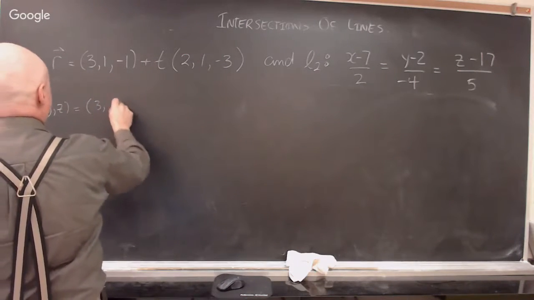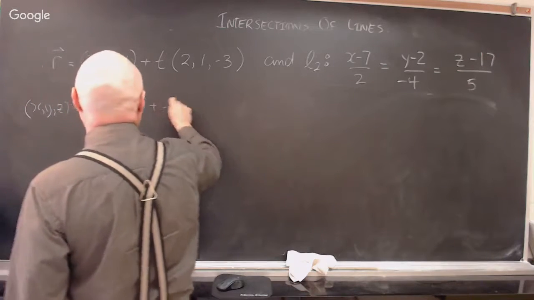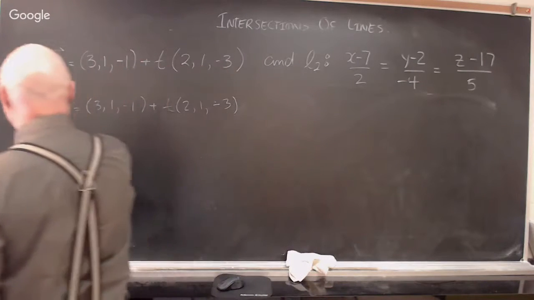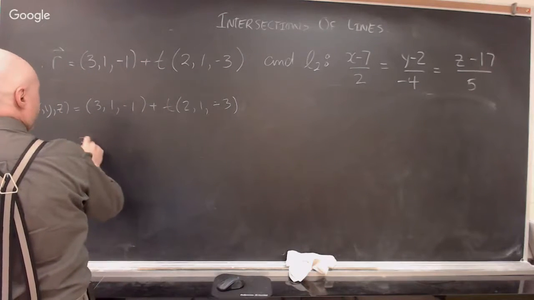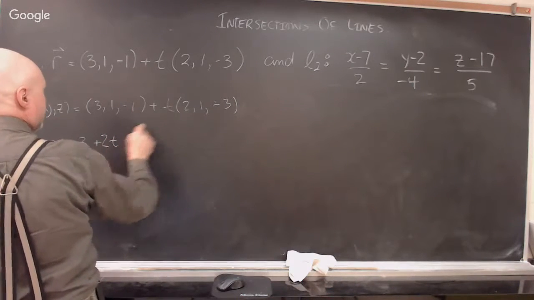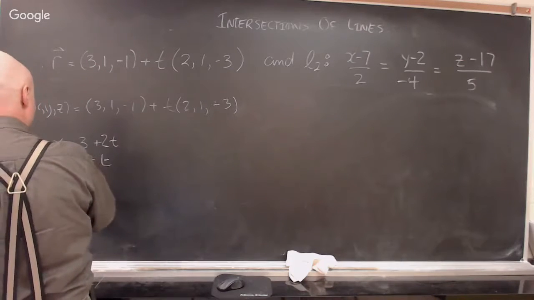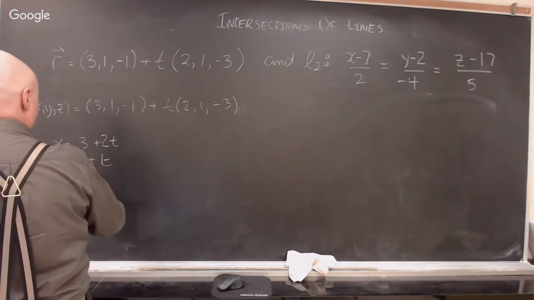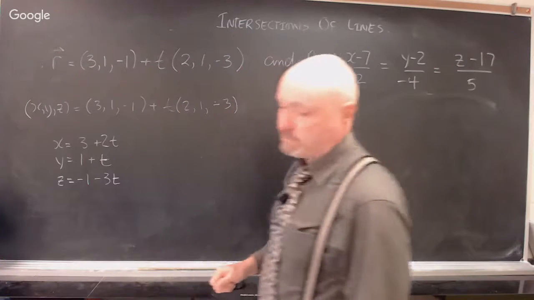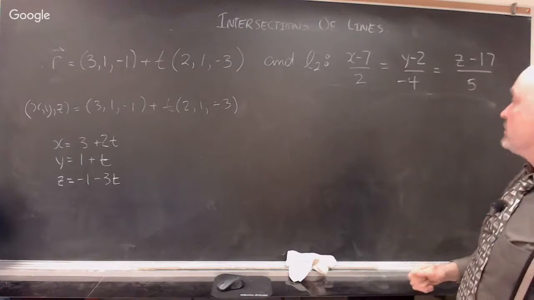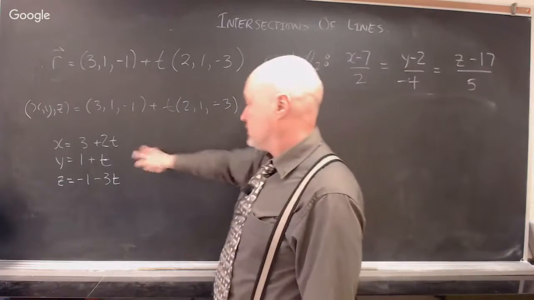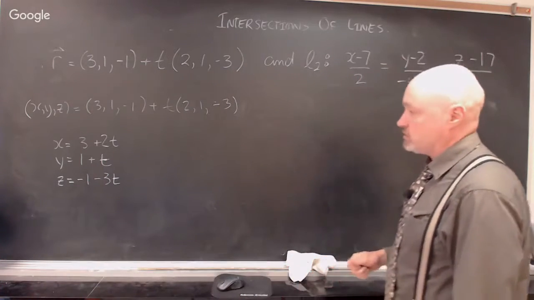So X, Y, and Z is equal to 3, 1, negative 1 plus T times the direction vector 2, 1, negative 3. And so I can turn this into the parametric equation: X equals 3 plus 2T, and Y equals 1 plus T, as long as I haven't made a mistake yet. Nope. And Z is equal to negative 1 minus 3T. Okay. So we have a wealth of equations and not so many unknowns.